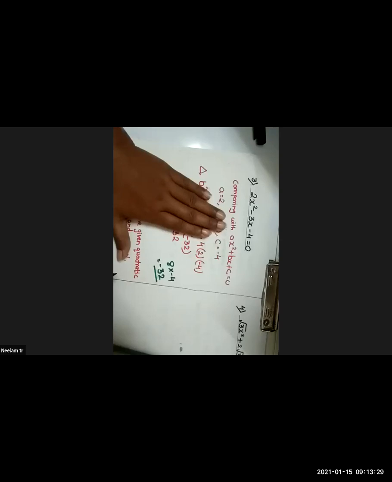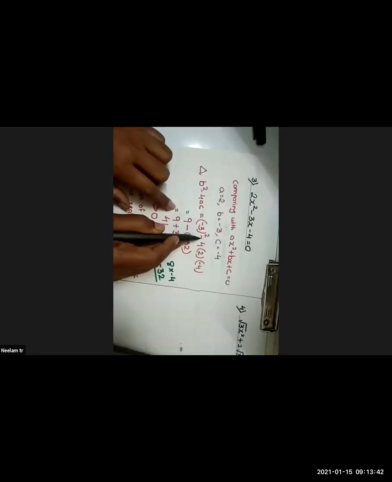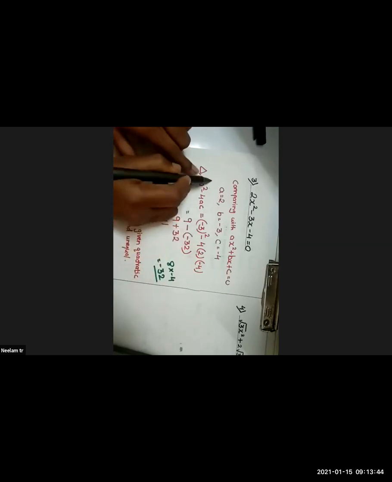Ma'am, we don't have to take that minus. Why? Before 4, this one? Yeah. Now beta, it's there in your formula, na. b square minus 4ac. This is your formula. This is your delta now. Why will you not take minus? You have to take that minus.